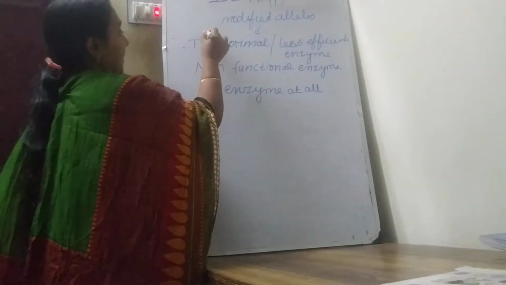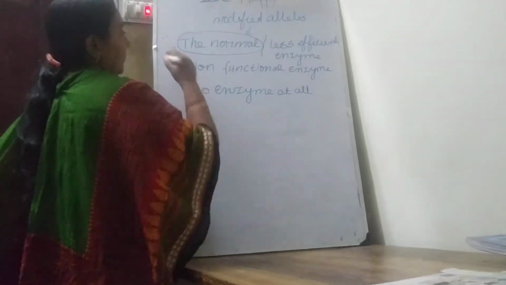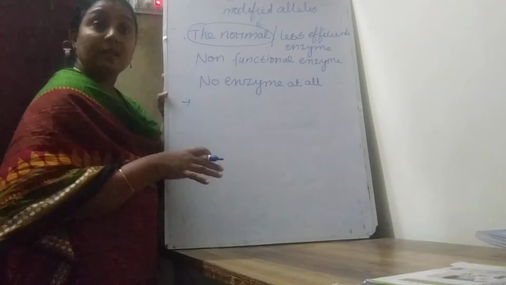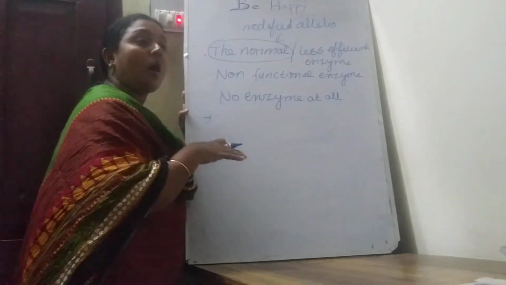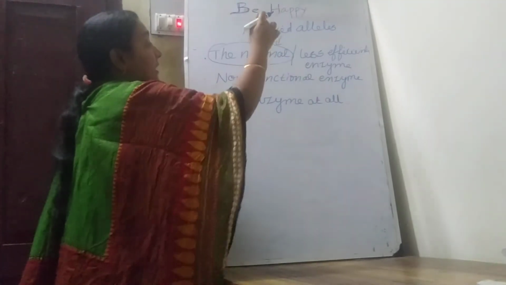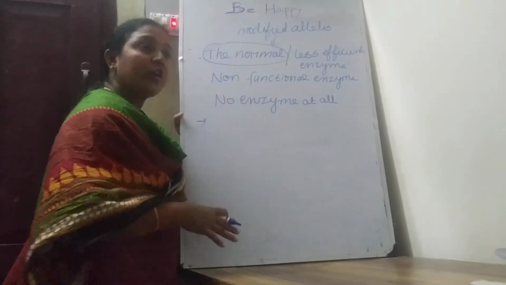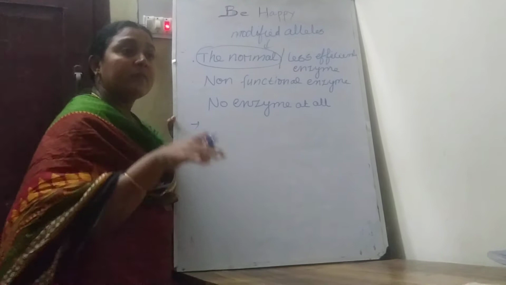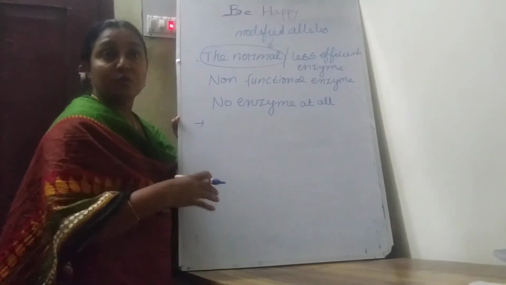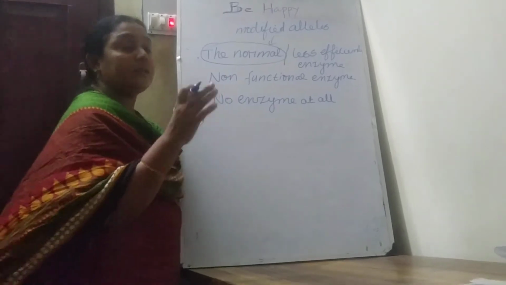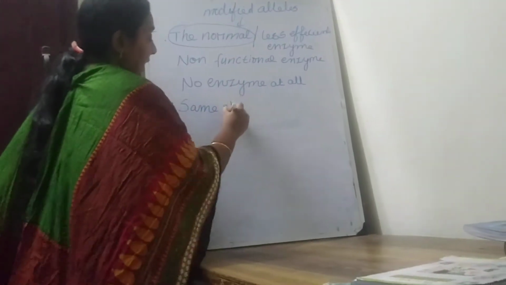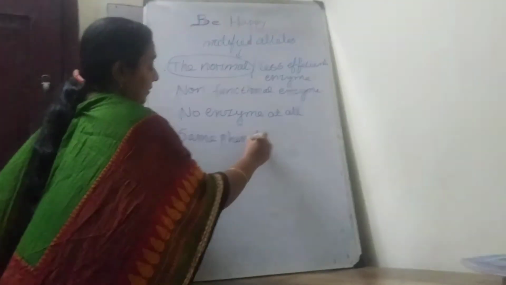Here in the first case, what will happen? In the first case, the modified allele is equivalent to the unmodified allele. So it will produce the same phenotypic trait. In the first case, it will produce what? The same phenotypic trait.